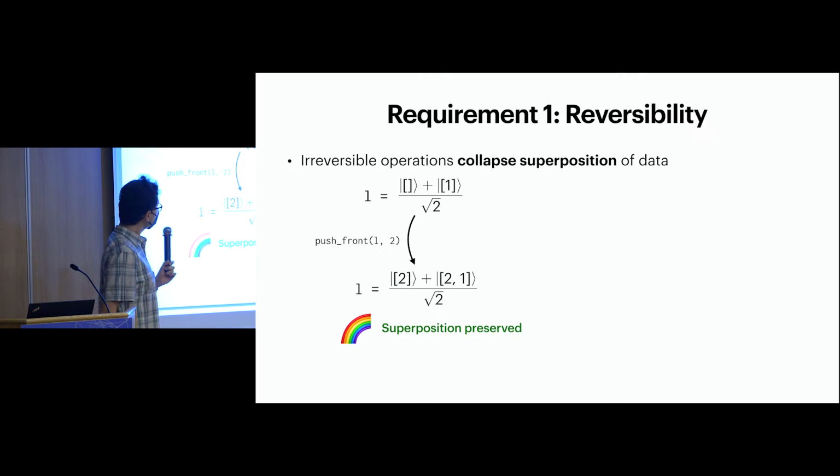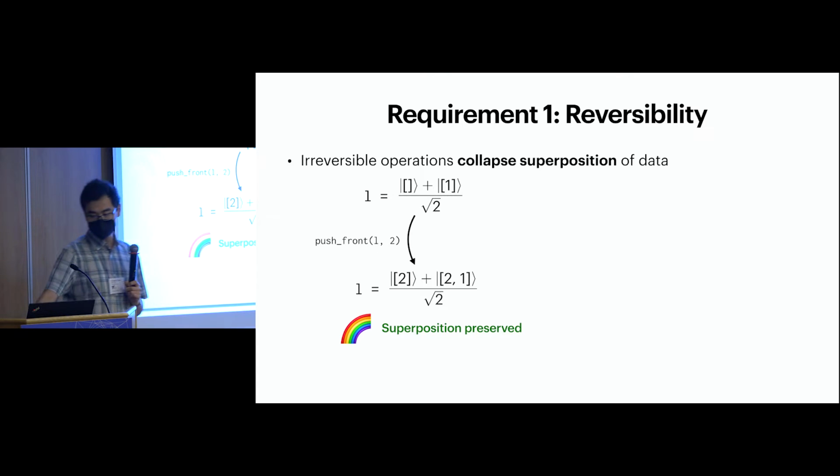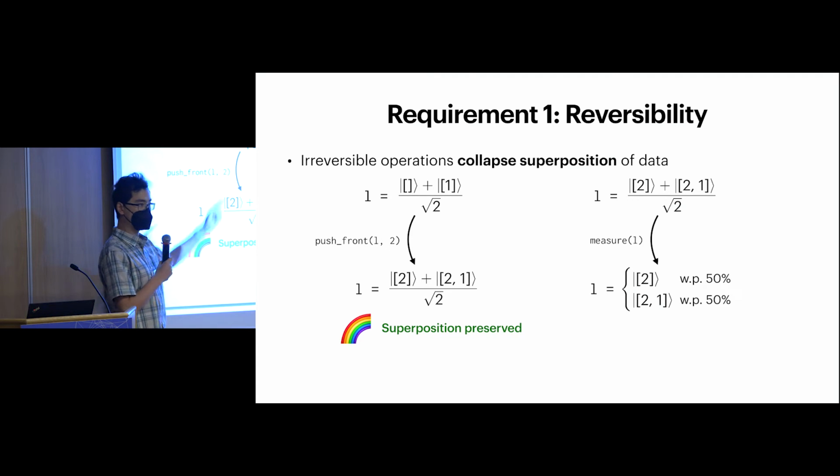Now, what's the difference between the push front and the measure operation here? I'm going to argue that one big difference is that push front has a reverse. The reverse of push front is remove front, right? The operation that takes off the 2 from the head of the list. Whereas there is no reverse of the measurement operation. It doesn't make sense physically.